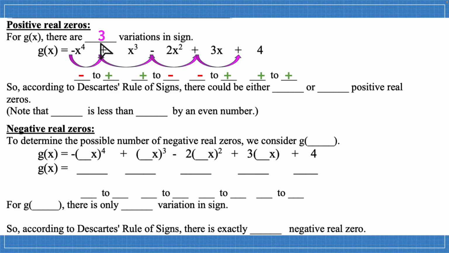So I can either have 3 positive real roots, or I can go down by even numbers. So it's either going to be 3 or 1, because 3 minus 2 is 1. If I tried to subtract 2 again, I'd be below 0, so I don't go below that. Note that 1 is less than 3 by an even number, specifically by 2. If you had a really long one with 10 variations, you could start with 10, or it could be 8, or 6, or 4. I could keep going down by 2 until I got to 0.